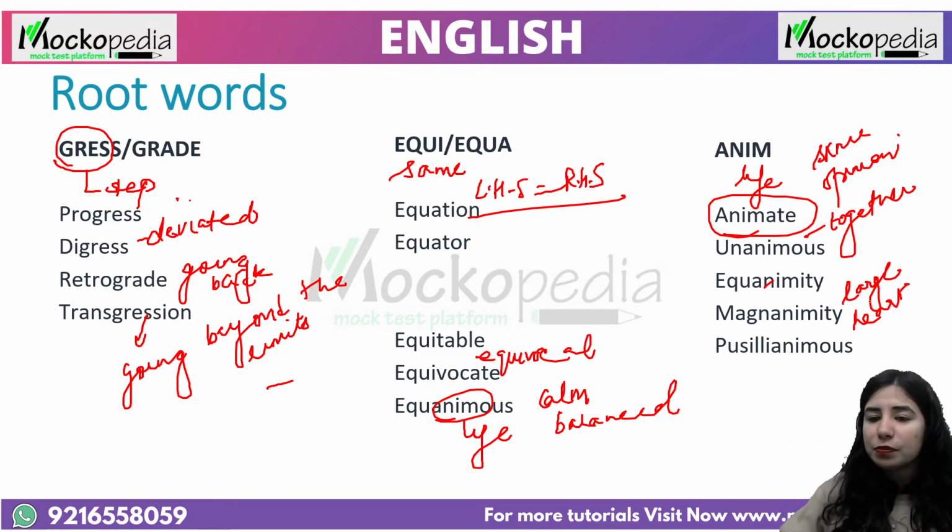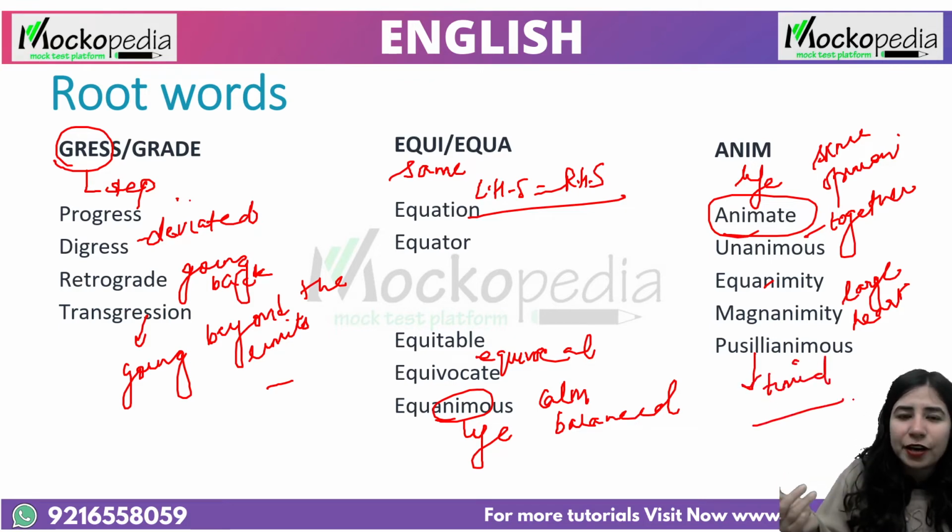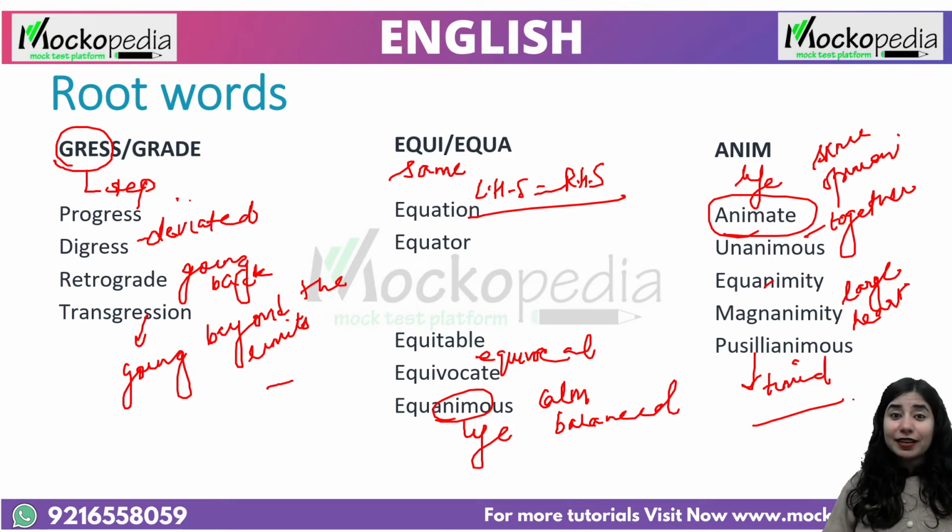So that's how we use it. Now there is pusillanimous, which means that you are timid. Okay. So you are scared, or you are not brave enough. Darpok, that's what we would mean. Right. So I hope you are enjoying the class.